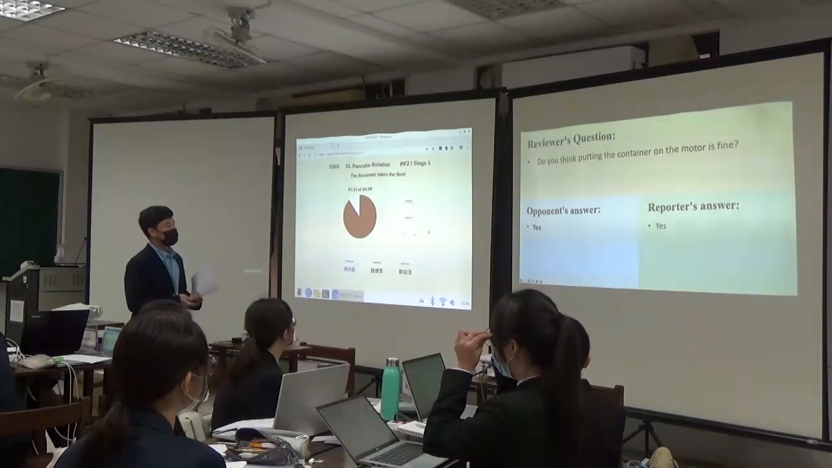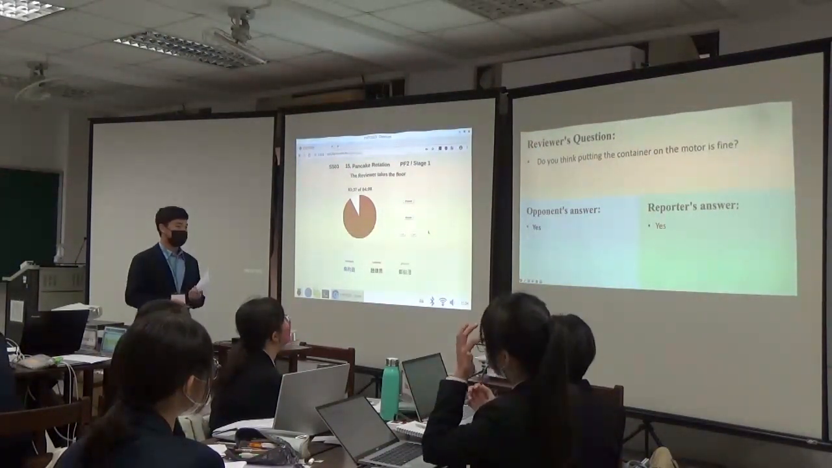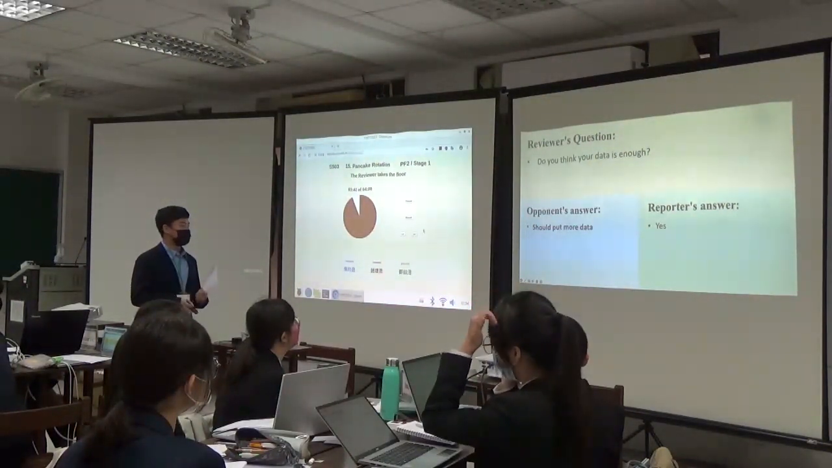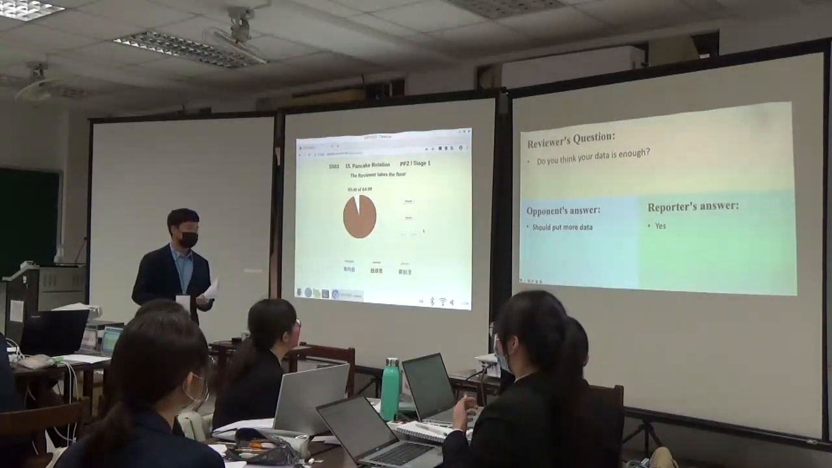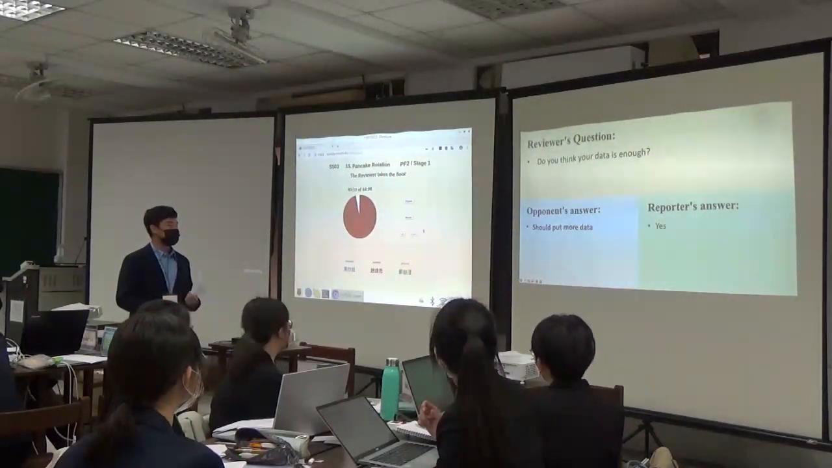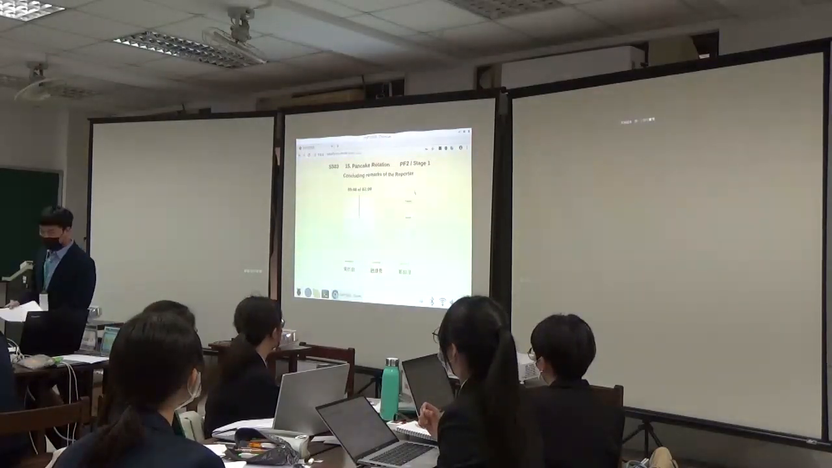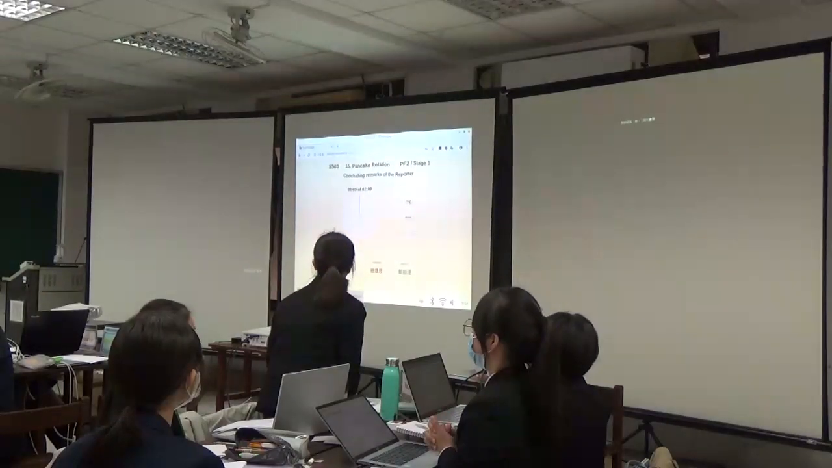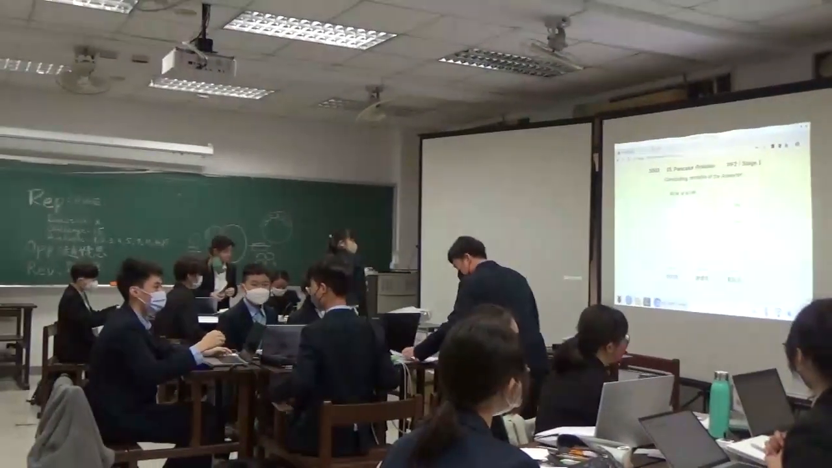Do you think putting the container on the motor is fine? And both of them say yes. Do you think the data is enough? The opponent says she should put more data in the result. And reporter says yes. Okay, thanks. That's my presentation. Okay, the reporter, 2 minutes to conclude for your concluding remark.